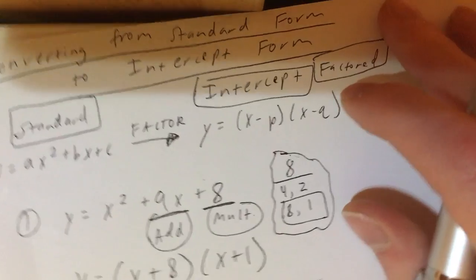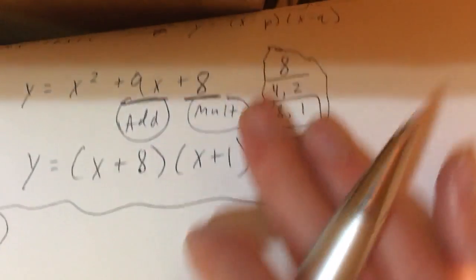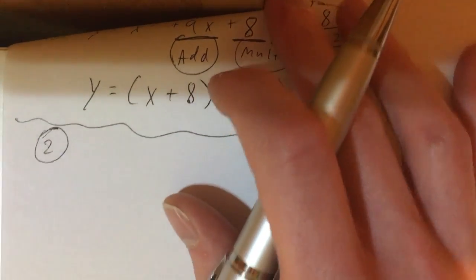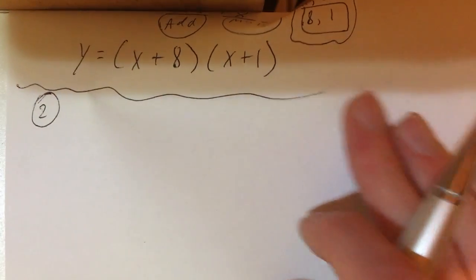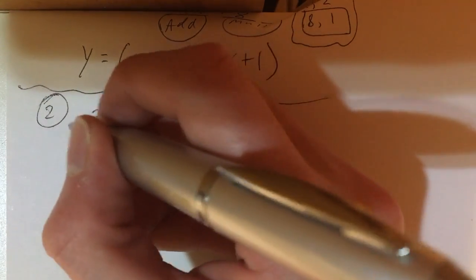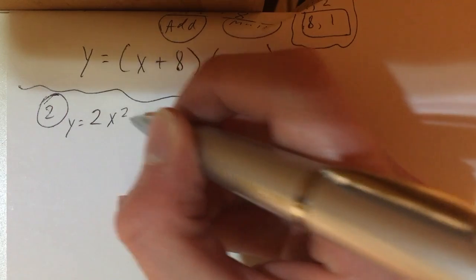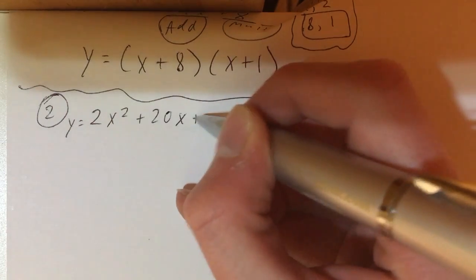Again, some of us are pretty good at factoring. Some of us still need to work at it. That's all good, all right? Let's do another one. This one, though, you're going to have to do a GCF first, okay? So let's recap on how we do that. Let's do this one. y equals 2x squared plus 20x plus 18.